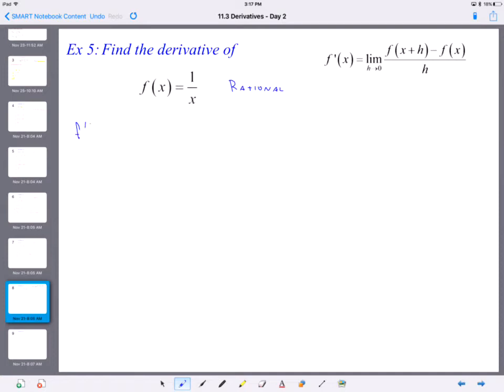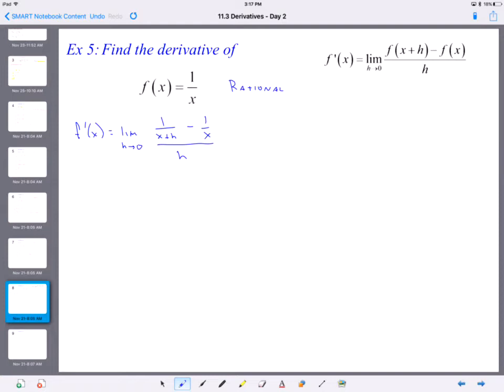The derivative, and I have the definition up there written for you in case you forgot, is the limit as h approaches 0 of f of x plus h minus f of x over h. So we're going to plug in x plus h wherever there's an x. So that's 1 over x plus h minus f of x, which is 1 over x, and then all over h. And so we need to somehow simplify this once again, because if we do direct substitution, we'll get 0 over 0.